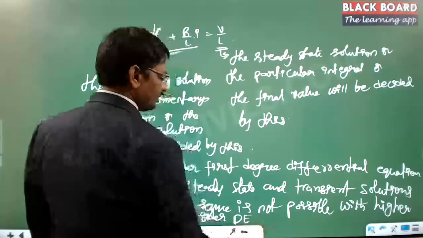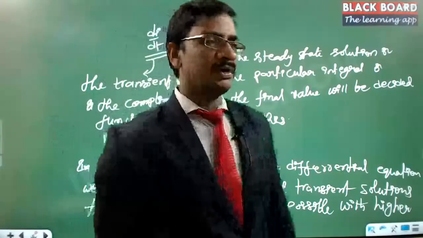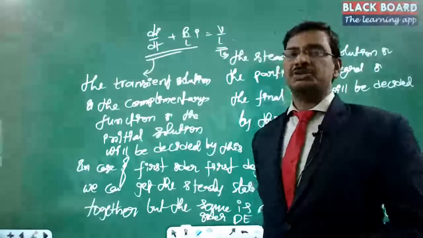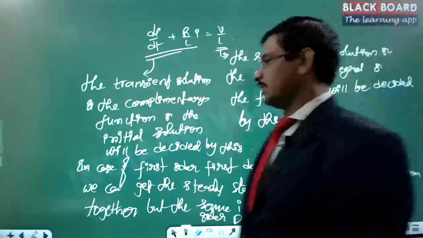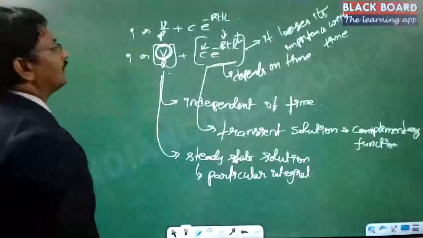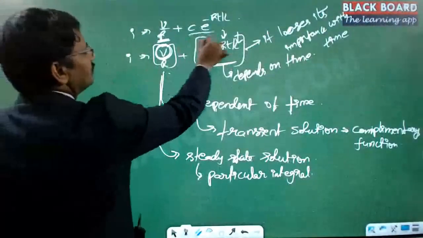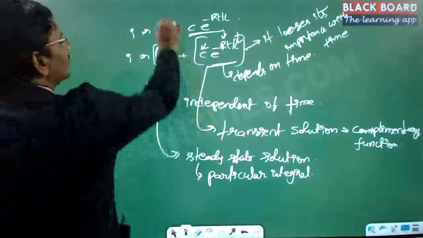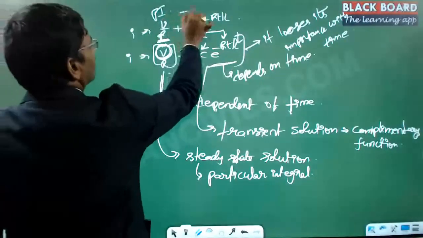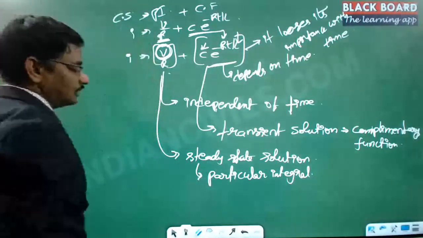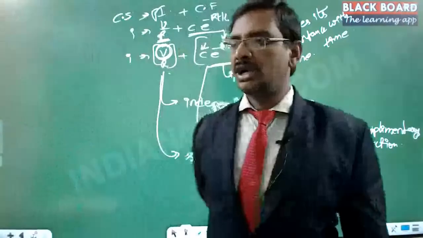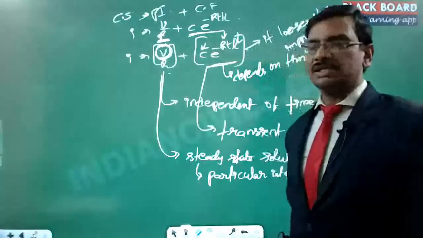Because in the case of first order differential equations, we have the advantage of the Leibniz equation. Straight away, it gives the sum of both solutions together. That's exactly what we have derived. That is, we derived this equation, v by r and c into e power minus rt by l. So this is the particular integral portion, this is the complementary function portion, and this is the complete solution. Got it? But the same is not possible in the case of higher order differential equations.